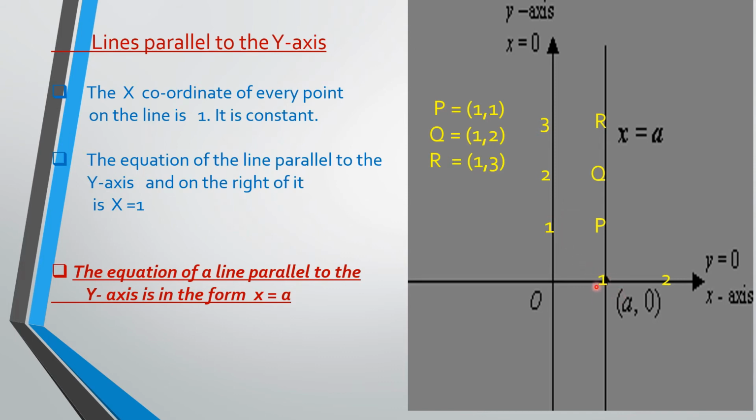Therefore, the equation of the line parallel to the y-axis is x equal to a constant. Therefore, we concluded that the equation of a line parallel to the y-axis is in the form x equal to a.